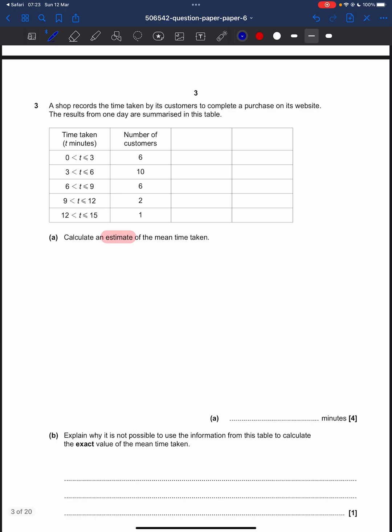So the estimate of the mean. Because we don't know how long each of these 6 customers, or in any of these categories, how many of those customers took, we just do the middle point of these. So that's going to be 1.5 minutes.